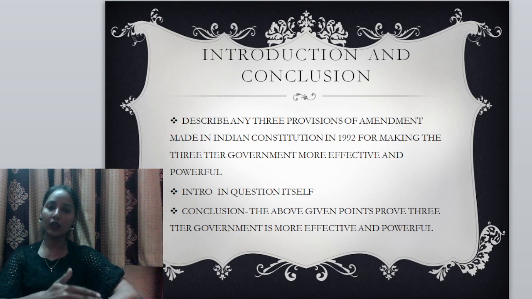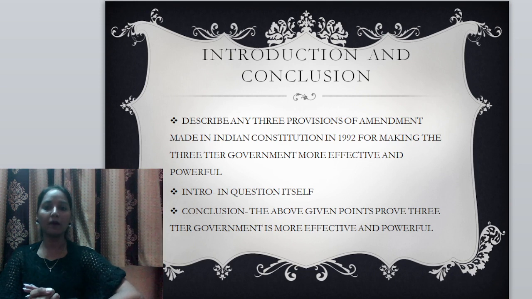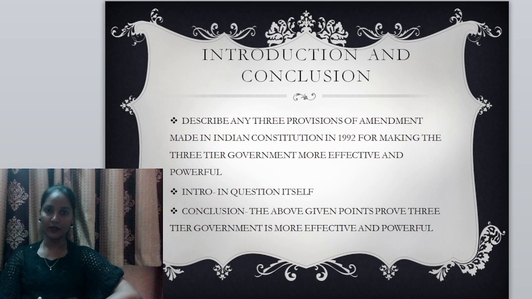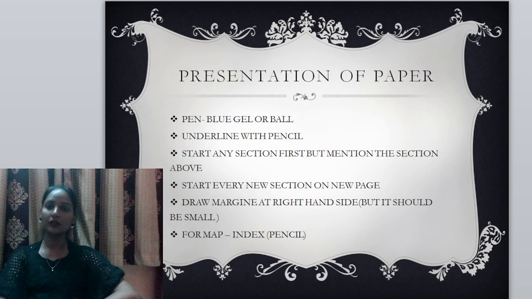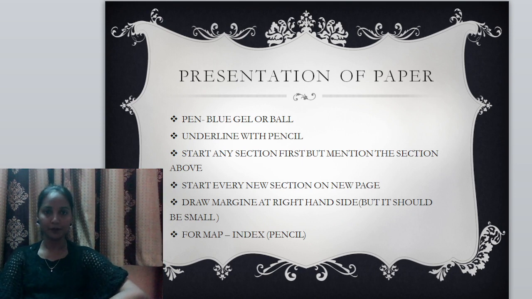Then how are you going to conclude? Then you write whichever 3 provisions are there. एक introduction हो गया, 3 provisions हो गए, and the last is the conclusion. In conclusion, you can write that the above given points prove that the 3-tier government is more effective and powerful. In this way, you have made all the 5 points. In this way, you can write the introduction and the conclusion.